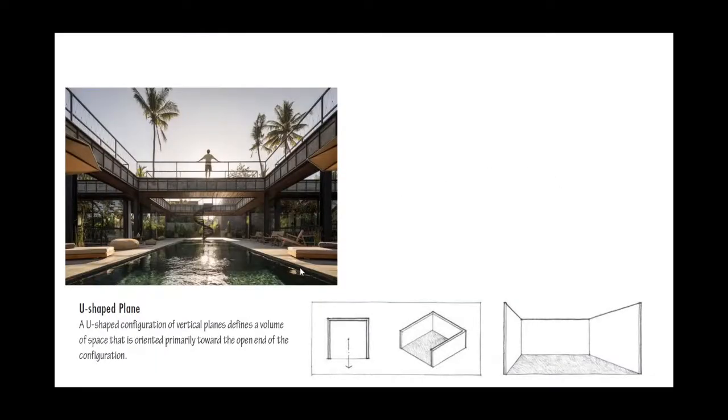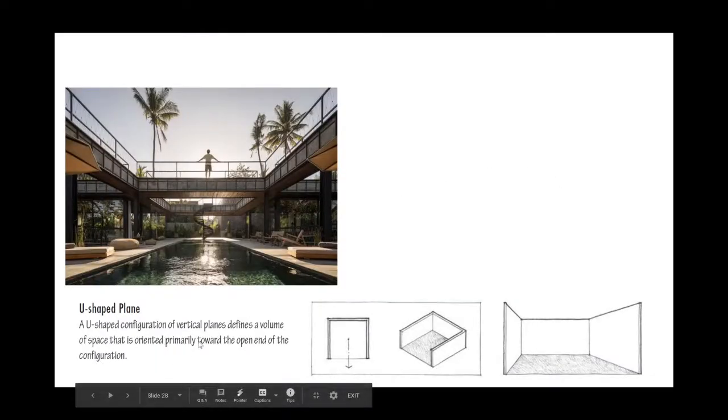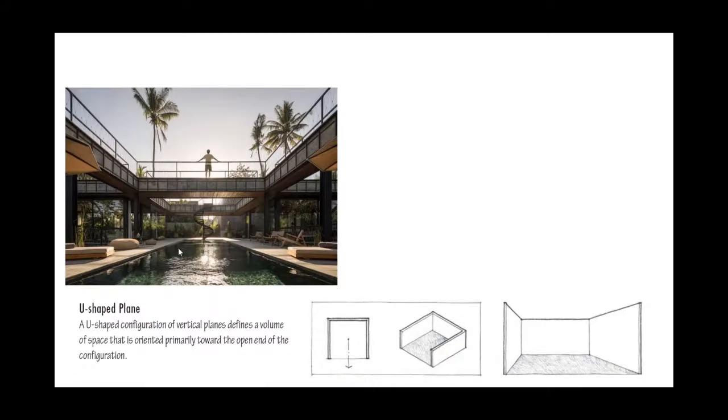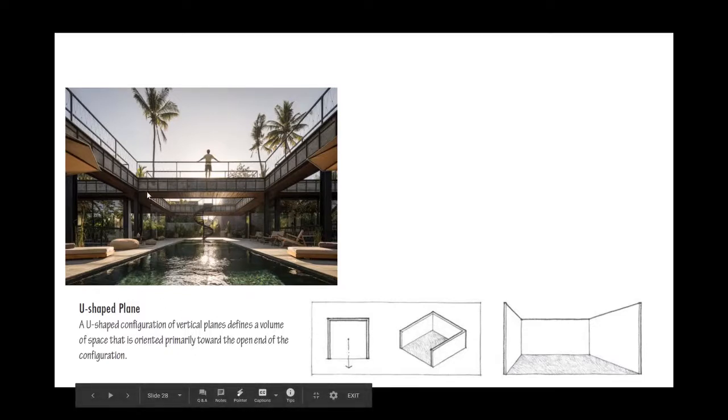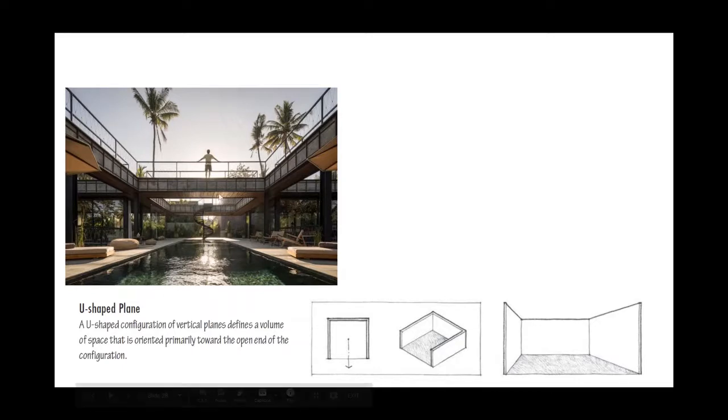So the U-shaped plane. A U-shaped configuration of vertical planes defines a volume of space that is oriented primarily towards the open end of the configuration. For example, this is a U-shaped plane in relation to a courtyard, so it draws your eyes to the open end of the configuration. It draws your eyes to the central portion, in which there is a spiral staircase.